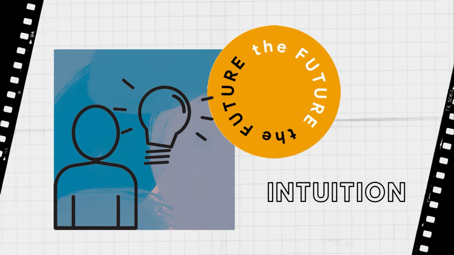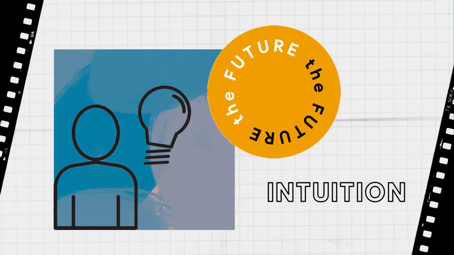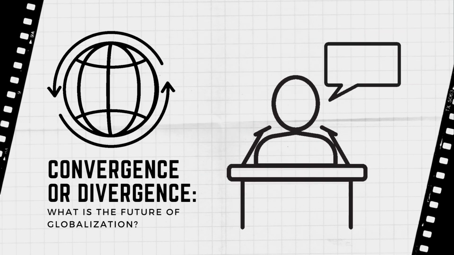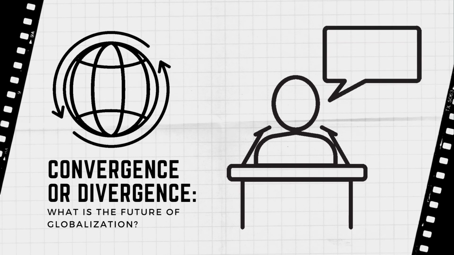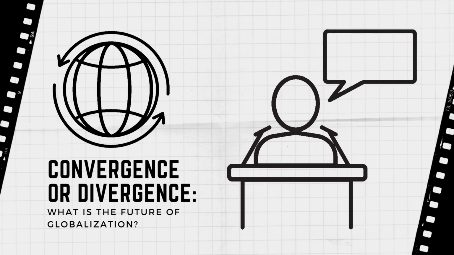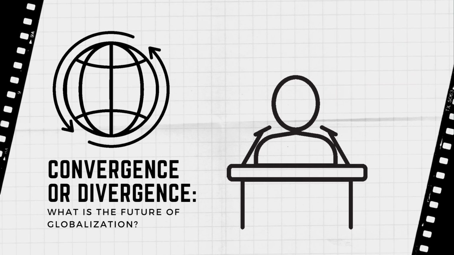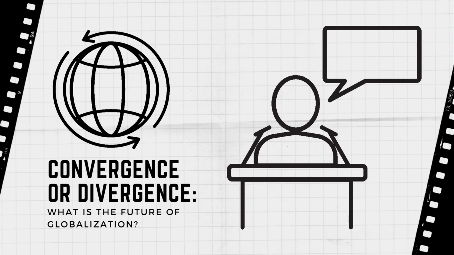Lastly, the fifth step is intuition. It refers to the person's hunch or premonition of the future. For instance, ask the students to write a persuasive speech on the future of globalization and present it to the entire class with a duration of 5 to 7 minutes. Process question includes convergence or divergence. What is the future of globalization?